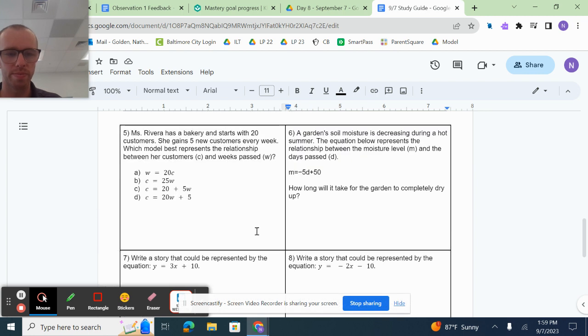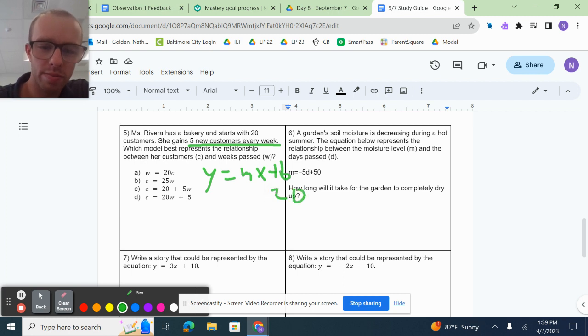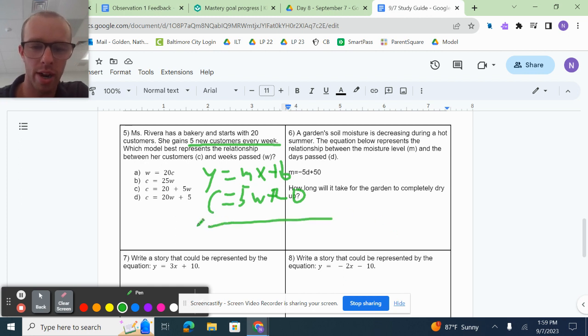You could also make a table. All right, number 5. Miss Rivera has a bakery and starts with 20 customers. She gains 5 new customers every week. Which model best represents the relationship? So she gets the same amount of customers every week. It's a constant rate of change. I know it's linear. So I could say y equals mx plus b. She begins at 20 and she's getting 5 customers per week. So 5w plus 20 is equal to her amount of customers. So this is an equation I could write, right?